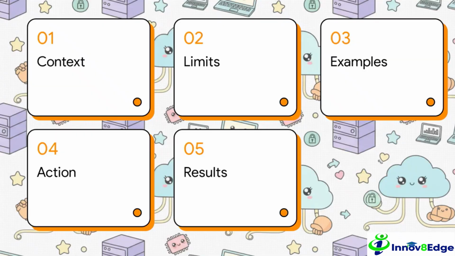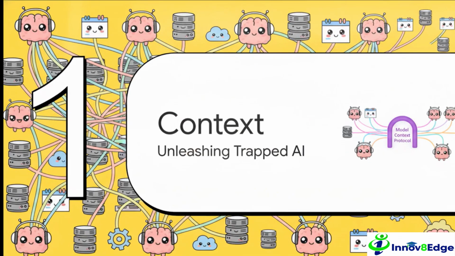To give you a fast, outcome-driven summary today, we're using the CLEAR method. We'll quickly walk through context, limits, examples, action, and results to show you exactly what this means for your organization. Let's jump in. Part 1.